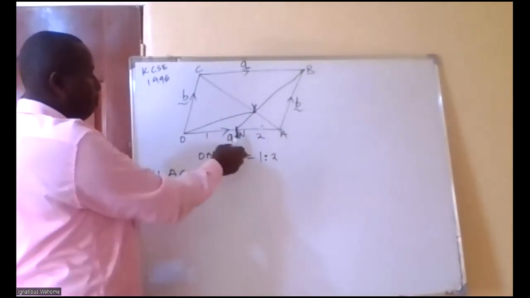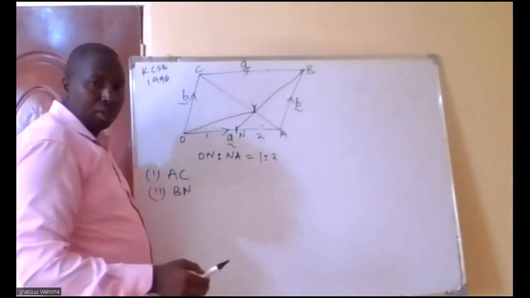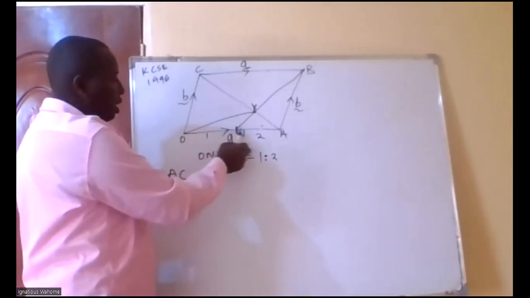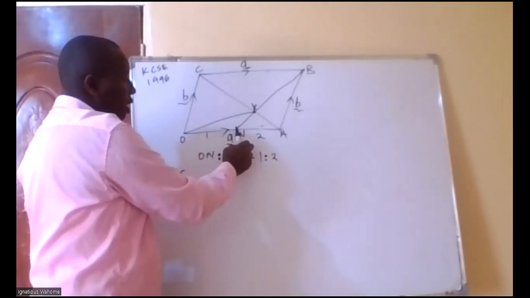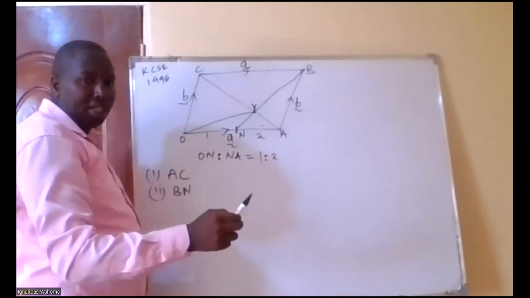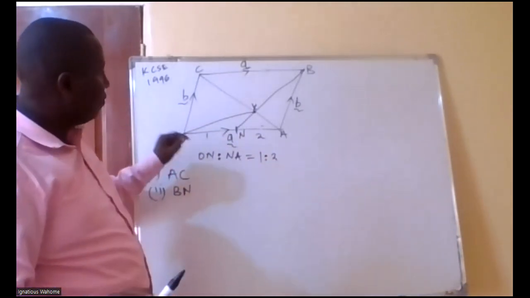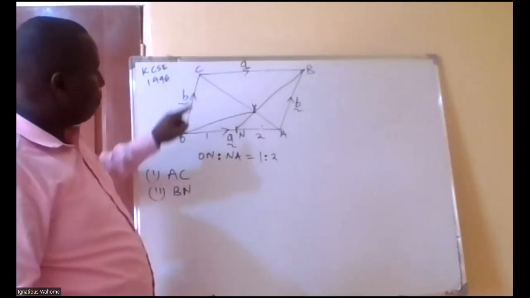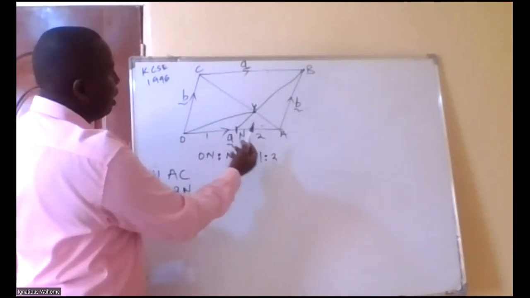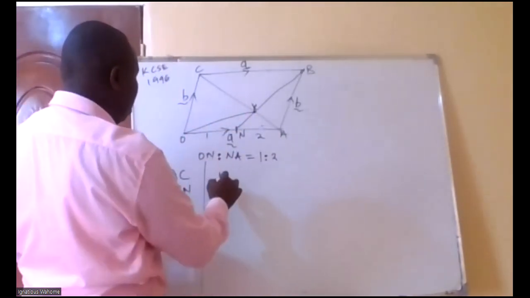Then you are given that N is a point on OA, such that ON to NA is 1:2. So O to N is 1, N to A is 2. Therefore, you want to find the values of vector AC in terms of vectors A and B only, and then BN. We start with the first question, AC.